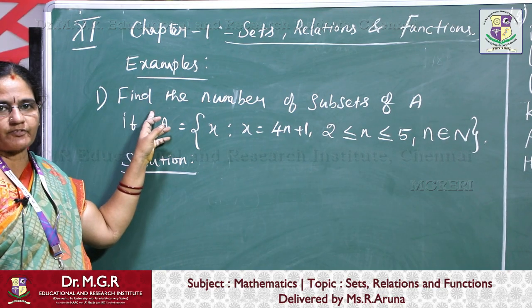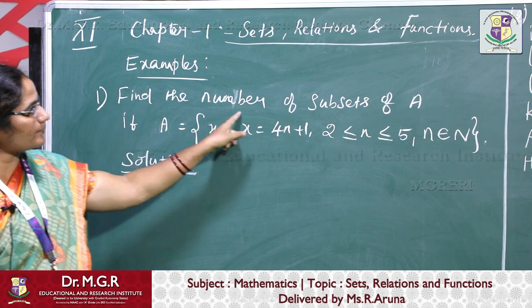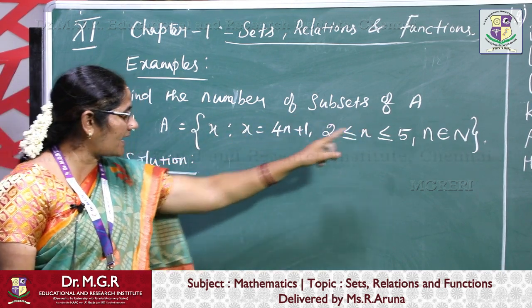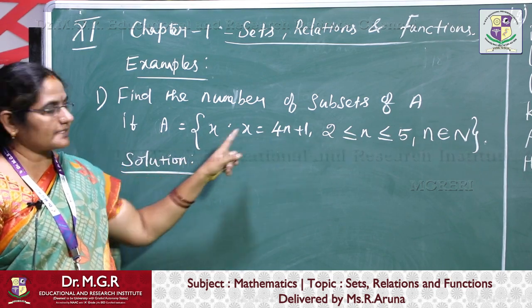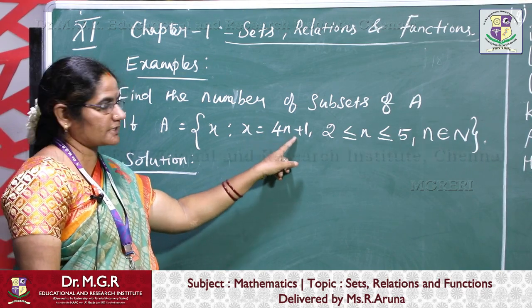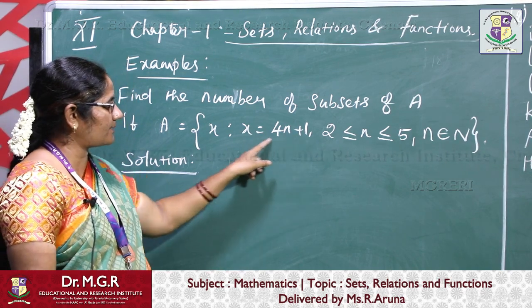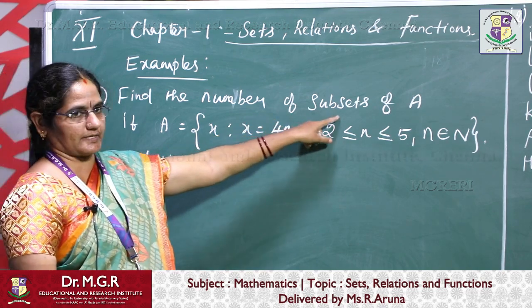We shall see some worked out examples. So this is the first one. Find the number of subsets of A, where A is defined as the set of all x such that x equals 4n plus 1. This is the definition, the basic key. Using this only we have to find the number of subsets.